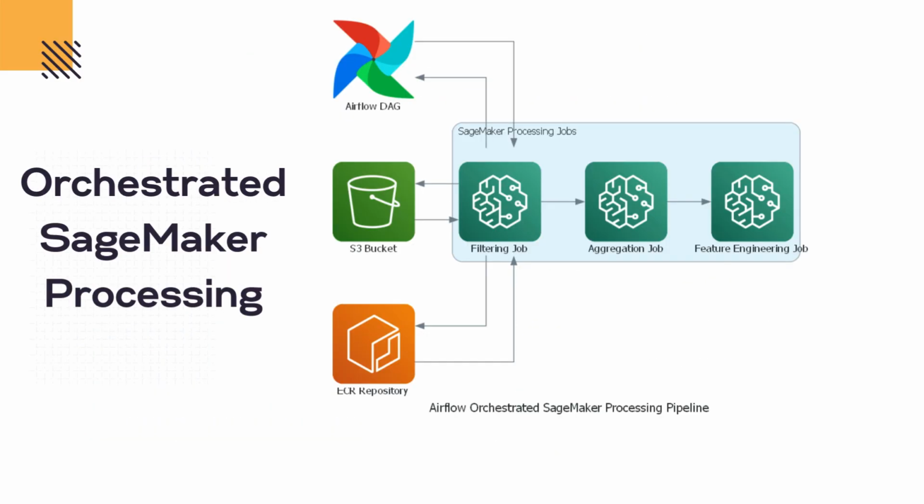In real production systems, we usually don't run just one processing job. Instead, an orchestration tool like Airflow triggers multiple SageMaker processing jobs as part of a DAG. For example, the first job might filter raw data from S3. The second performs aggregation. The third does feature engineering. Each of these jobs runs inside its own container image stored in ECR. The data flows between S3 buckets, and SageMaker spins up temporary compute for each stage. Airflow controls the sequence, while SageMaker handles execution and scaling. This is how processing fits into modern ML pipelines.